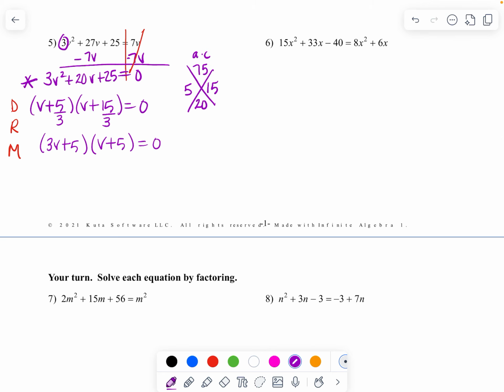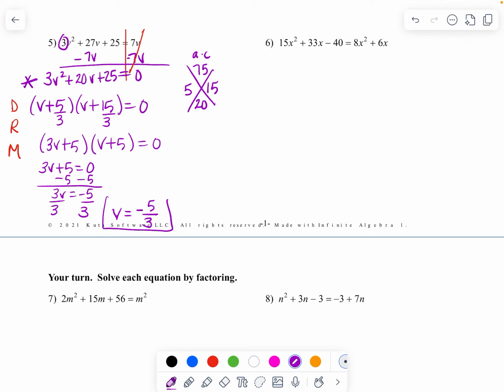Now that first parenthesis, we're going to set that equal to 0 because it isn't as easy as just saying negative 5 or a positive number will make that first parenthesis 0. We don't know what's going to make that first parenthesis 0. So we actually have to solve 3v plus 5 equals 0. Subtract 5 from both sides. 3v equals negative 5. Divide by 3. And one of my answers is negative 5/3.